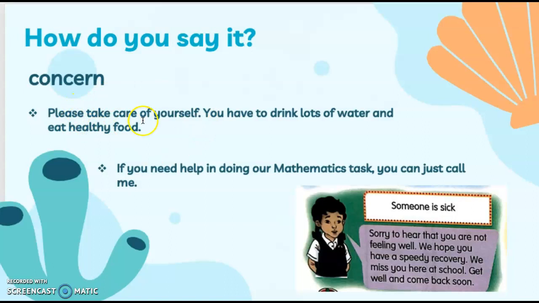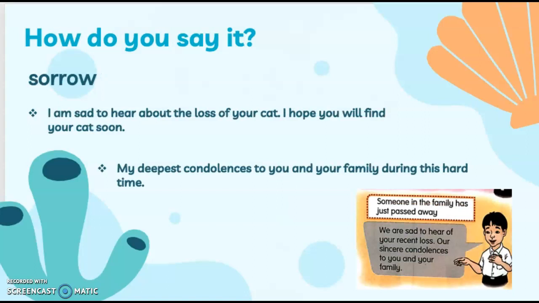For the first example, it shows that someone is not feeling well. In the second example, it shows that you show your support or your concern if your friend are having difficulties in doing their homework. Okay, next one. Okay, sorrow. How do you express it?